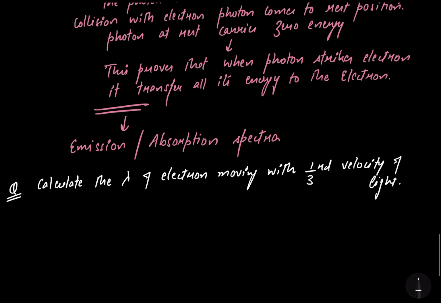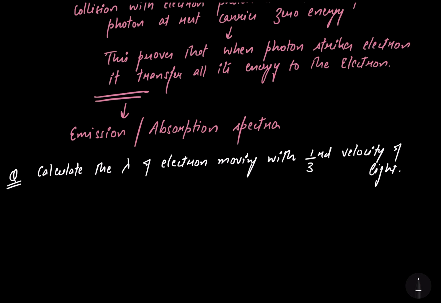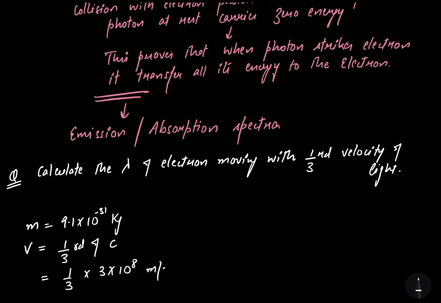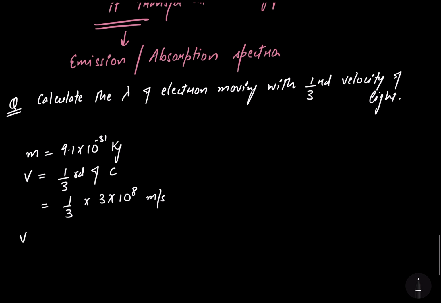So what will the students do? The mistake that students will 100% do. They know the mass of electron is 9.1 × 10⁻³¹ kg. The velocity of electron is given to be 1/3 of the velocity of light, that is c. It comes out to be 1/3 × 3 × 10⁸ meters per second, and the velocity of electron comes out to be 10⁸ meters per second.